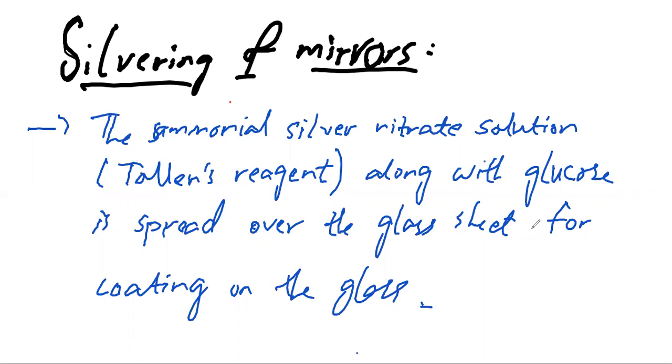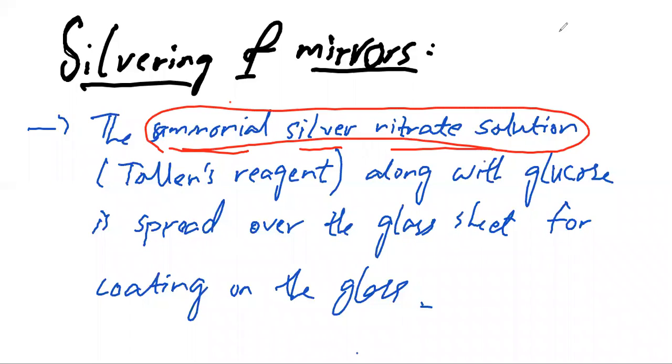Continuing with chapter 5 of second year chemistry, silvering of mirrors. How do we put the silver on the mirrors? The compound used for this is ammoniacal silver nitrate solution, also called Tollens reagent, used with glucose and spread over the glass sheet for the coating of the glass. So we coat the glass with this solution with glucose to make it a mirror.